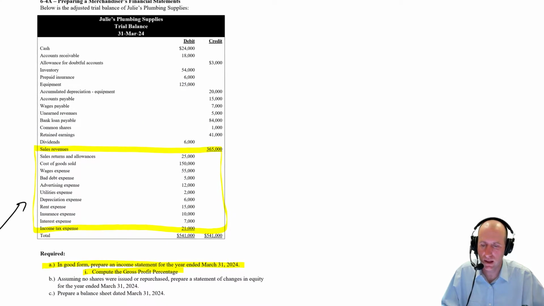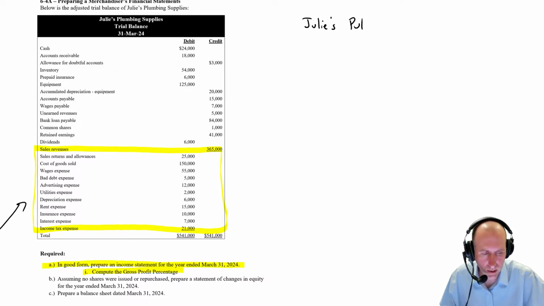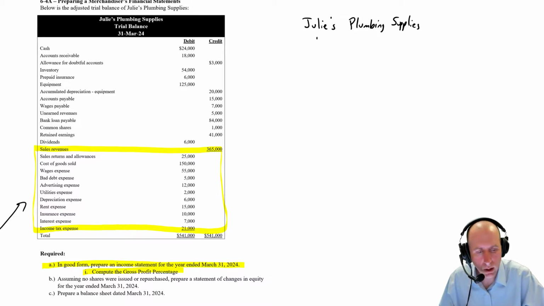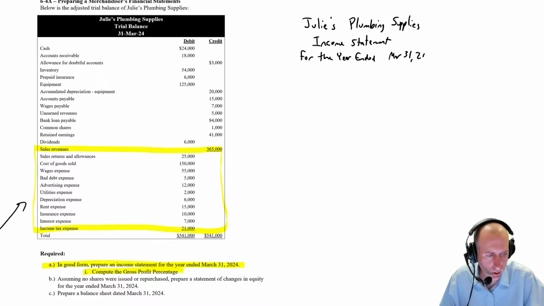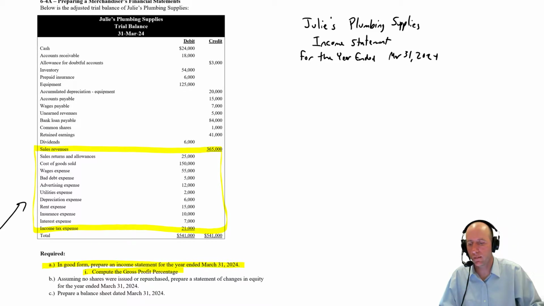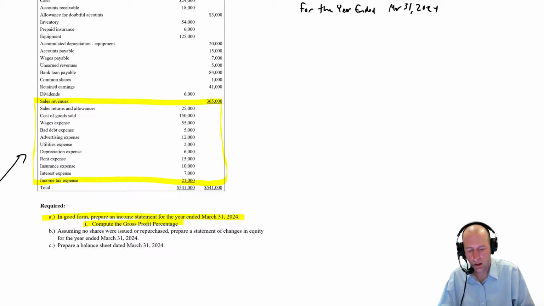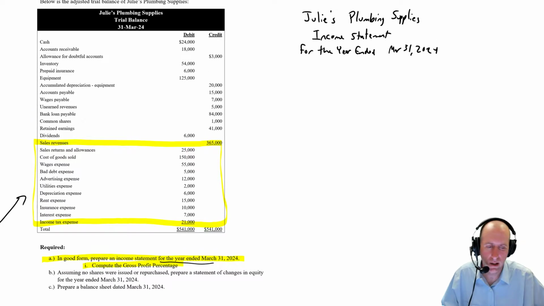So let's start with a title. This is Julie's Plumbing Supplies. We are doing an income statement. These get dated for the year ended, and then the date, which is March 31st, 2024. How do I know it's for a year and not a month? Because the question says for the year. So that's how I know.